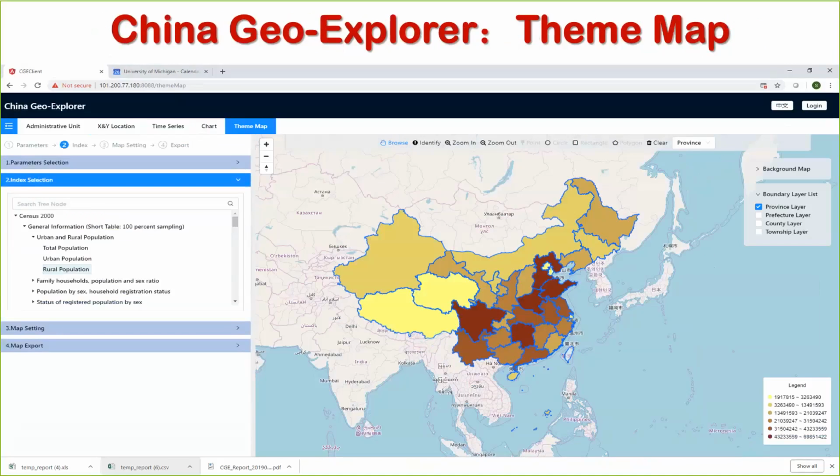This is the China GeoSpore. You can use those indexes to make maps at province, city, county, or township levels. You can export those data maps to PDF or JPG files. You can also export all the digital maps into GIS shape files.